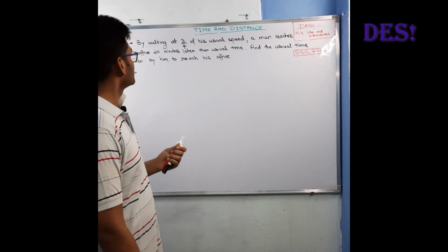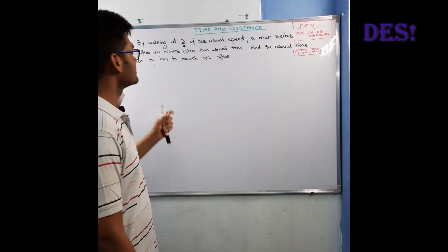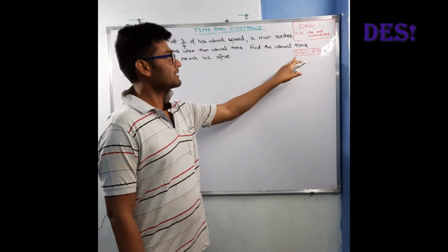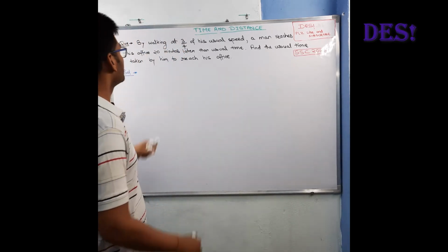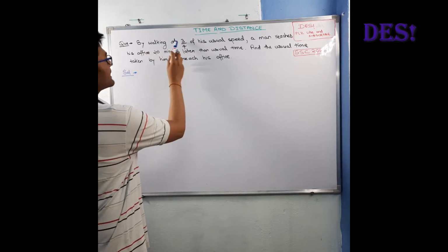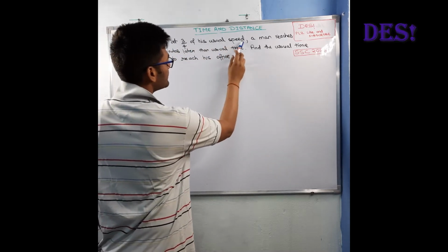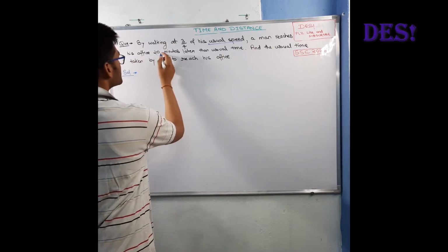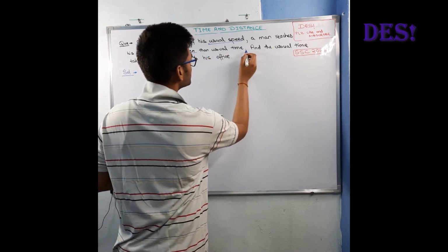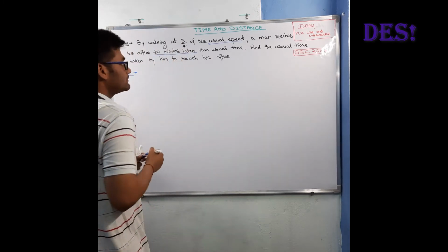So this is a question based on time and distance. The question came in SSC 2010. See what the question says. By walking at 3 by 4 of his usual speed, a man reaches his office 20 minutes later than usual time. Find the usual time taken by him to reach his office.